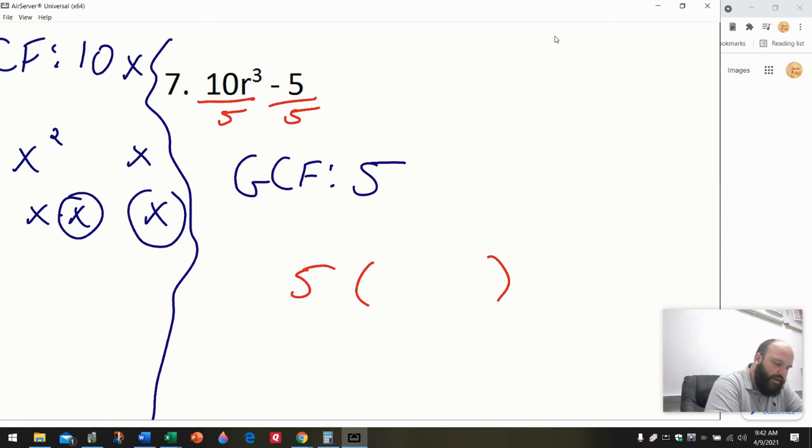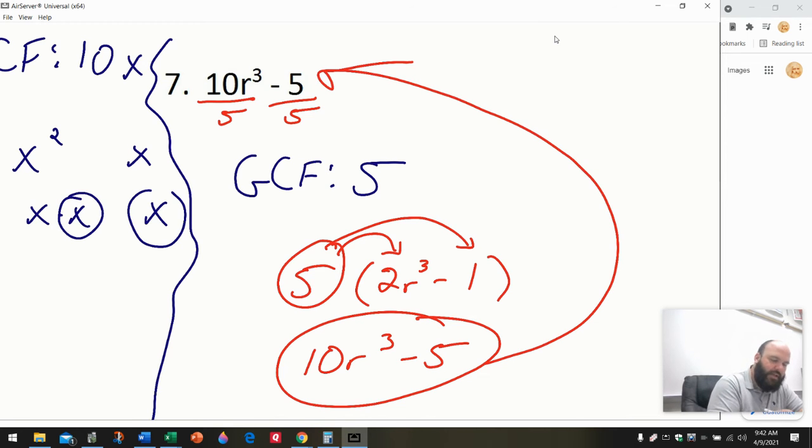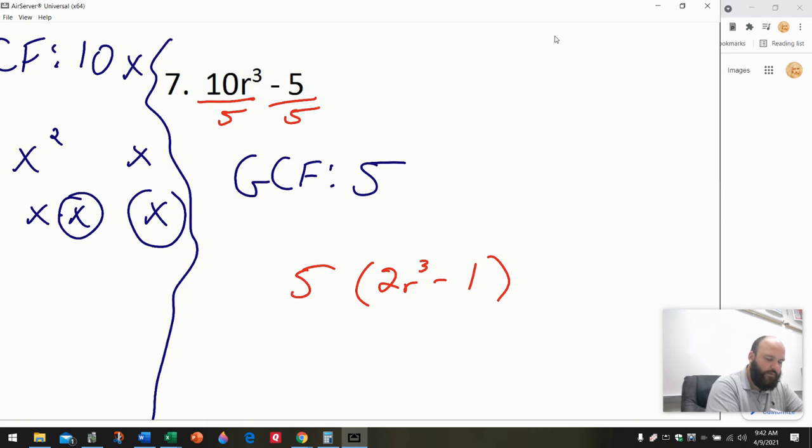So we are left with right here, 10 divided by 5, which gives me 2, and then we have an r to the third power. And then we have 5 divided by 5, which is 1. You can see these two things were separated by a minus. So our final answer down here will also have a minus in it. And there you go. That is the factored form. If I did want to check, I could take this 5 and redistribute it. When I do that, I get 10r to the third minus 5. And that matches perfectly with what we started with. So there's our final answer.